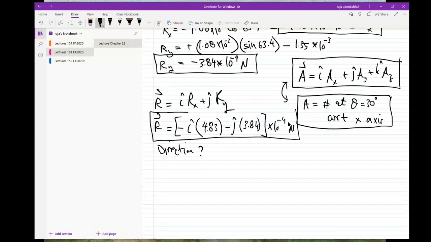That's the vector form. It's sufficient to write it this way, and you're done with the problem. But what if I am also interested in the exact angle with respect to the x-axis? How do I do that?